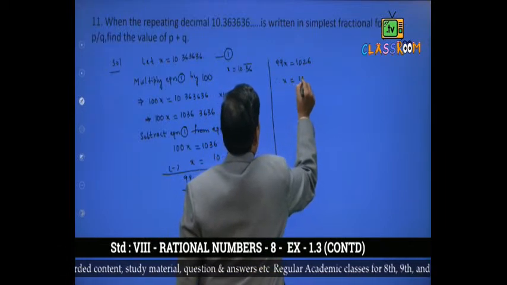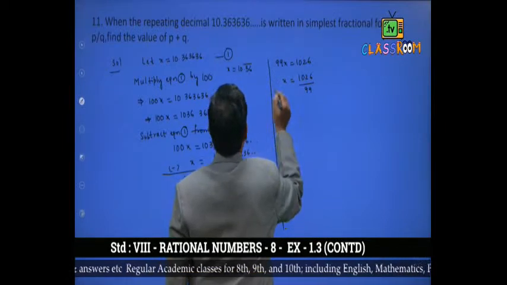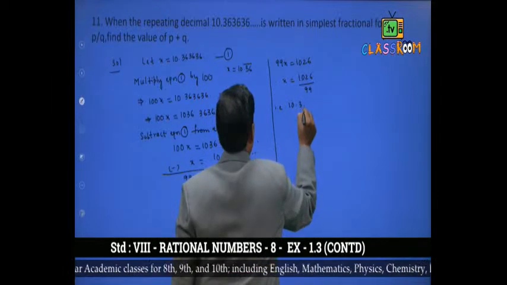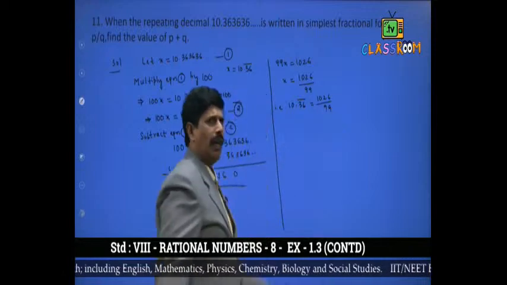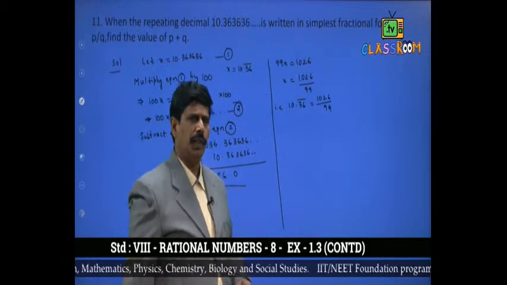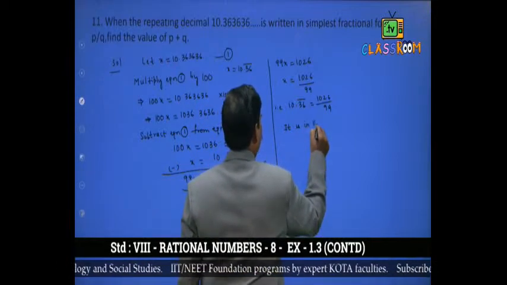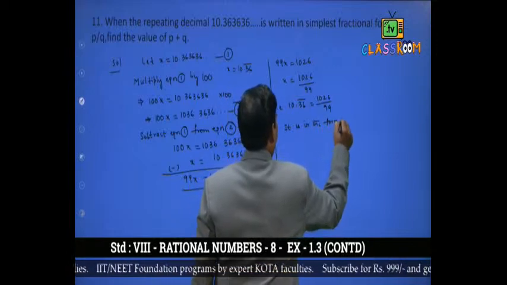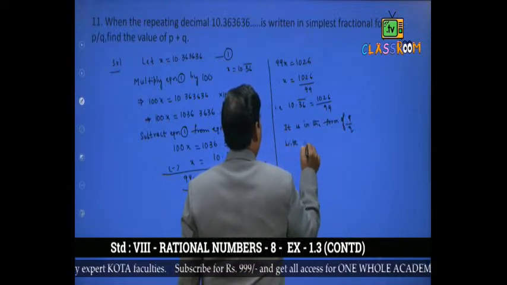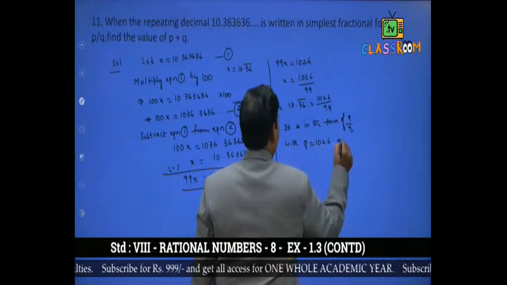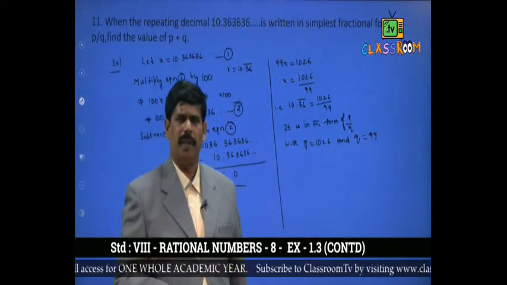Therefore, x is equal to 1026 by 99. That is, what is your x? Your x is 10.36 bar is equal to 1026 by 99. Now, this is in the form of P by Q, with P equal to 1026 and Q equal to 99. We have a numerator as well as denominator.